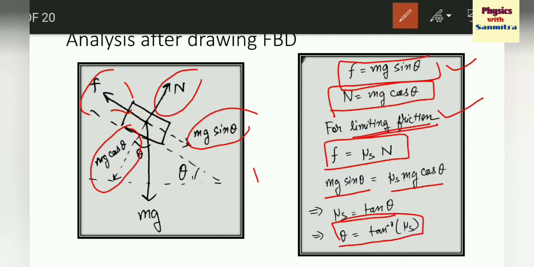Now suppose, let's say mu s is equal to 0.6. So if mu s is equal to 0.6, what is tan theta? Tan theta is 0.6, that is 6 by 10 or 3 by 5. So you can see theta is somewhere around 68 degree or like that.